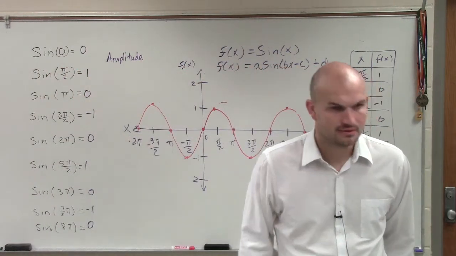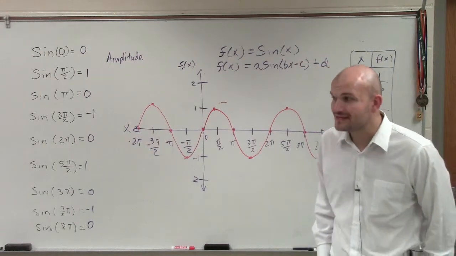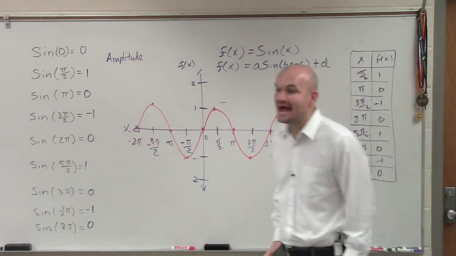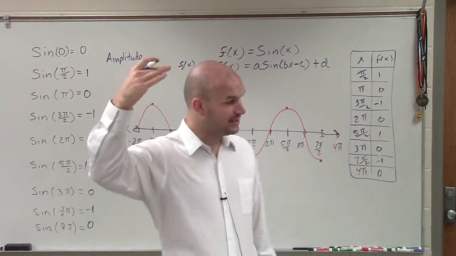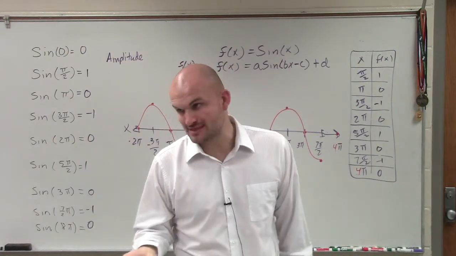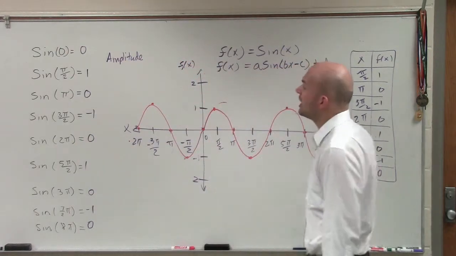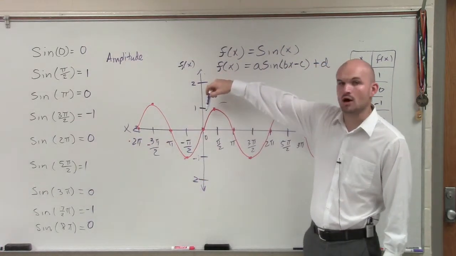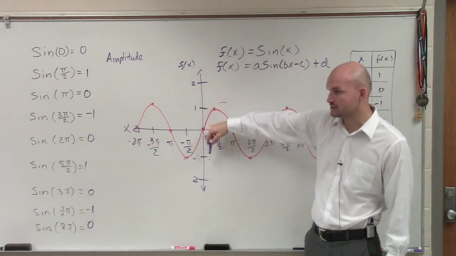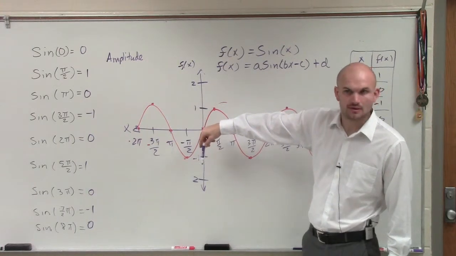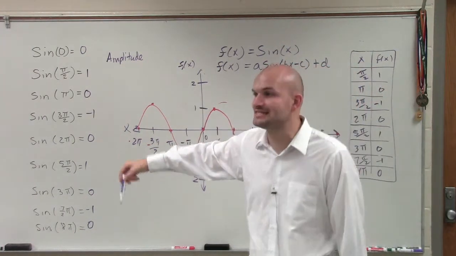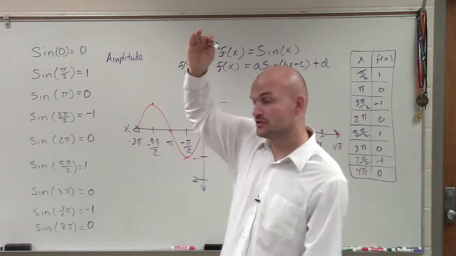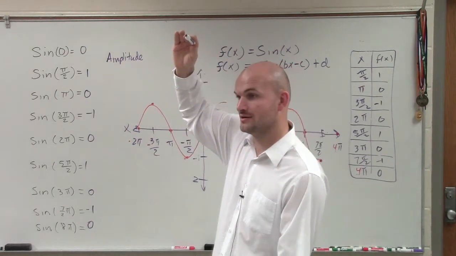Amplitude is what we call the half distance between the highest point on the graph and the lowest point on the graph. So let's go and look at our highest point on a graph. The highest point that we have on this graph is 1. The lowest point we have on this graph is negative 1. So therefore, our amplitude, the half distance of the highest point to the lowest point, is what, Jessica?